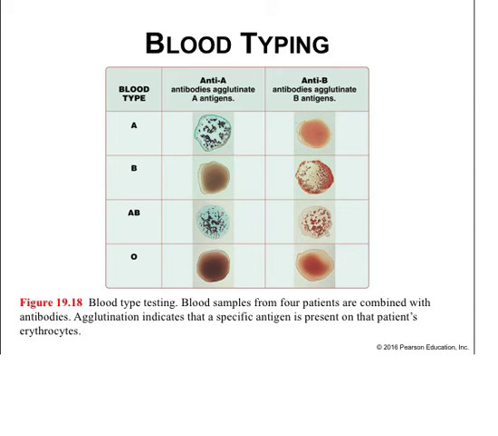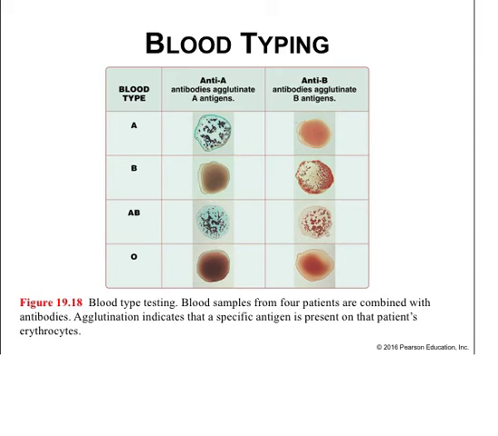Here you can see an example of the results of blood type testing. Agglutination is indicated by the clumping that you see here, here, here, and here, whereas lack of agglutination is exhibited here, here, and here. Blood samples from 4 patients are combined with antibodies against each of the antigens in the ABO group. The agglutination indicates that a specific antigen is present in that patient's erythrocytes.